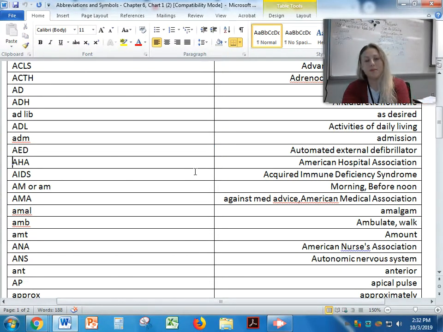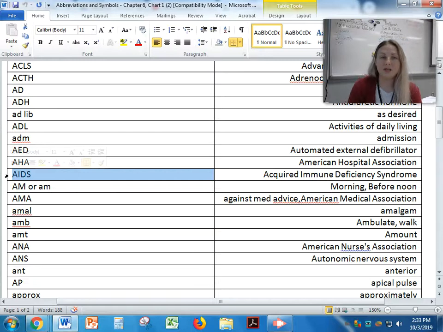AHA, this is American Hospital Association. They specialize in patient advocacy in hospitals. They make sure that the hospital is doing what they're supposed to be doing, advocating for the patients, making sure that there's quality of care for the patients as well. So that's AHA, American Hospital Association.